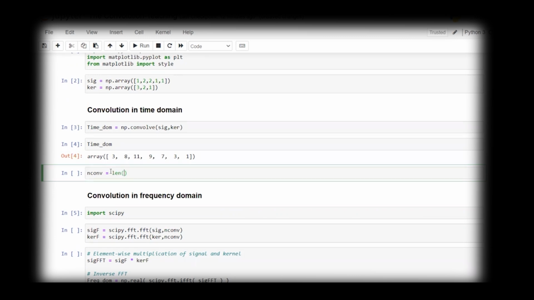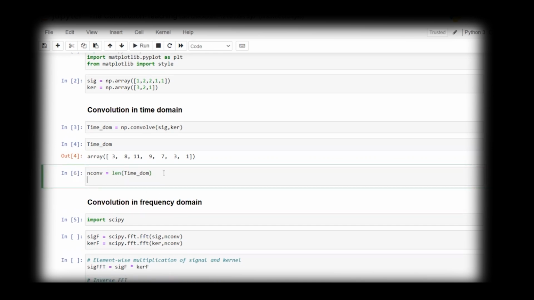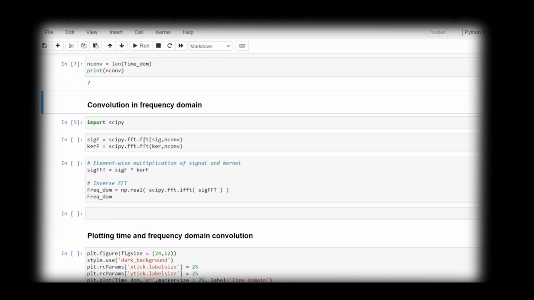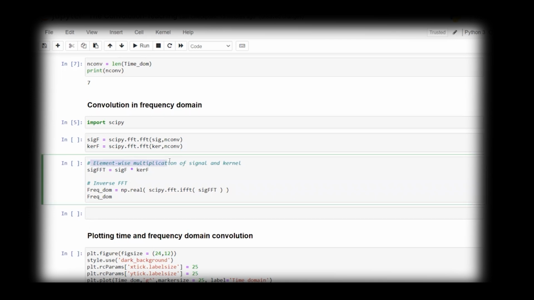Now, to prove the theorem, we will perform convolution in the frequency domain. For this, we import SciPy, which stands for Scientific Python. Inside SciPy, there is a function called FFT, which means fast Fourier transform. The fast Fourier transform converts a signal from the time domain into the frequency domain. Here, the number of output samples, denoted as n-convolve, is 7, the same as the output length of the time domain convolution. We must remember this value because it will define the size of our frequency domain signals.